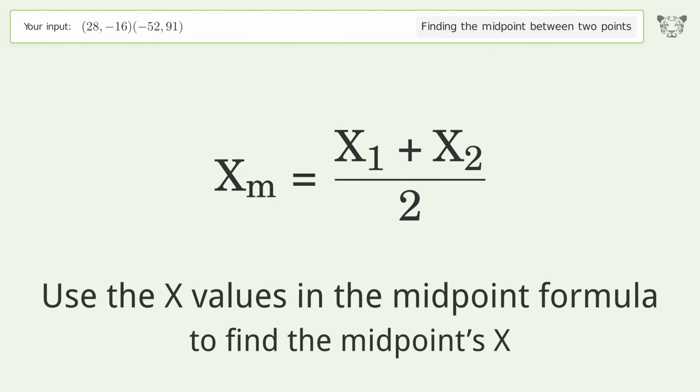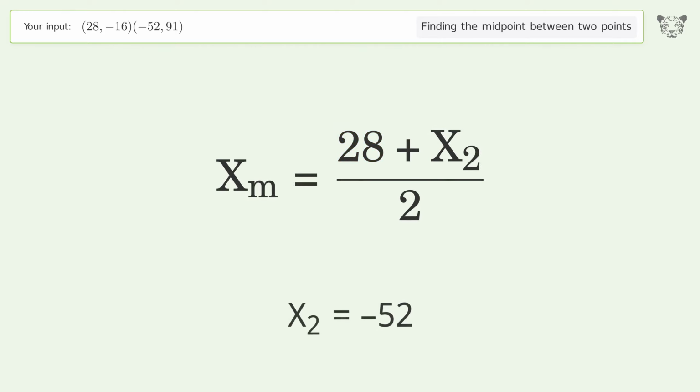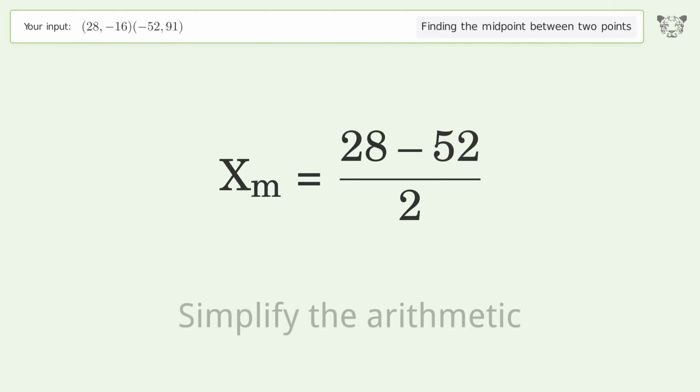Use the x values in the midpoint formula to find the midpoint's x. x1 equals 28. x2 equals -52. Simplify the arithmetic.